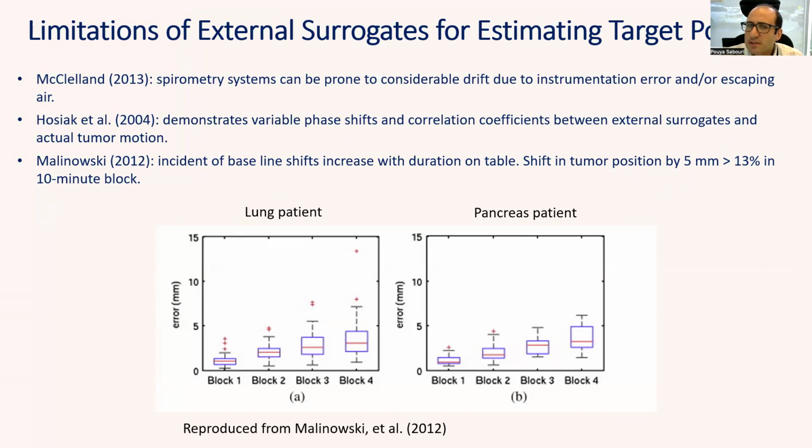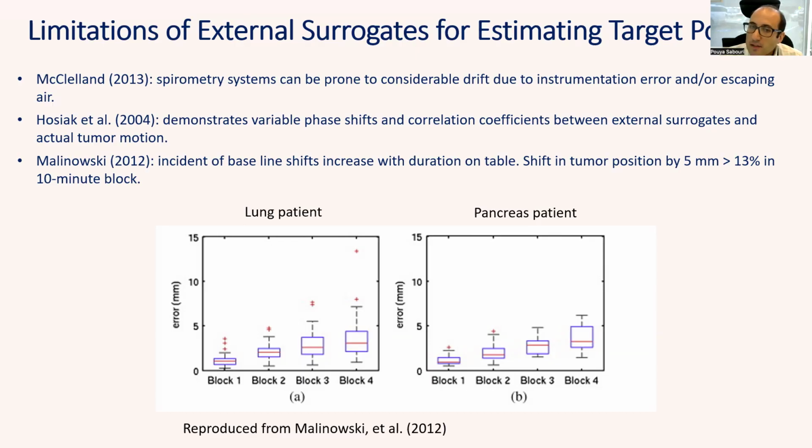Here are some of the limitations with external surrogates. First of all, one limitation that McClelland points out is that traditional spirometry systems do drift over time. This could be due to instrumentation errors or simply because of air leaks out of the mask, making the signal less reliable. There is also a study by Hoisak, which showed that the external signals don't always match what the tumor is doing inside. They found and reported that there are usually phase shifts and varying correlations, meaning that the surrogate might be doing one thing while the tumor is slightly out of sync with that signal.